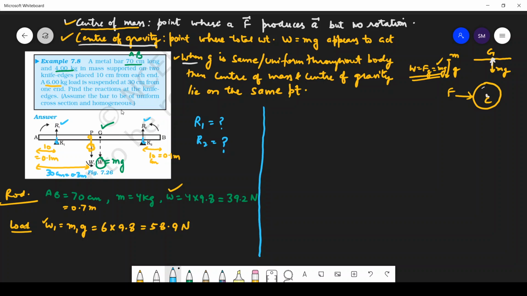Now this rod, you can see that it is in equilibrium. So the rod is in equilibrium, both rotational equilibrium as well as mechanical equilibrium. So let us write first the mechanical equilibrium for the rod.